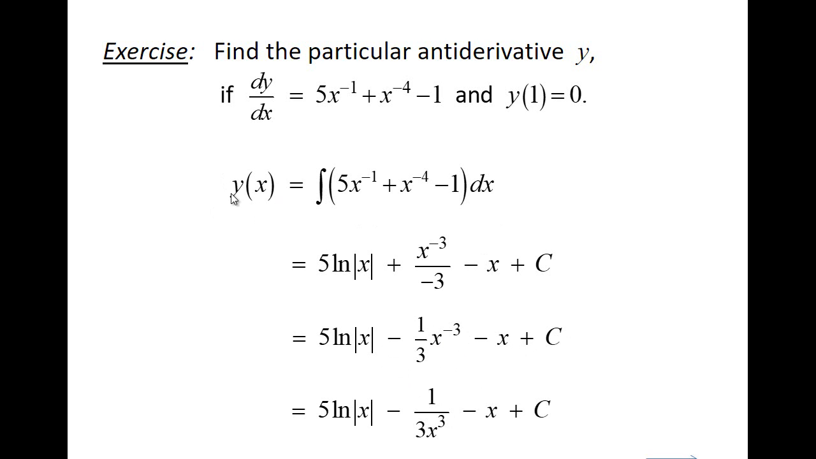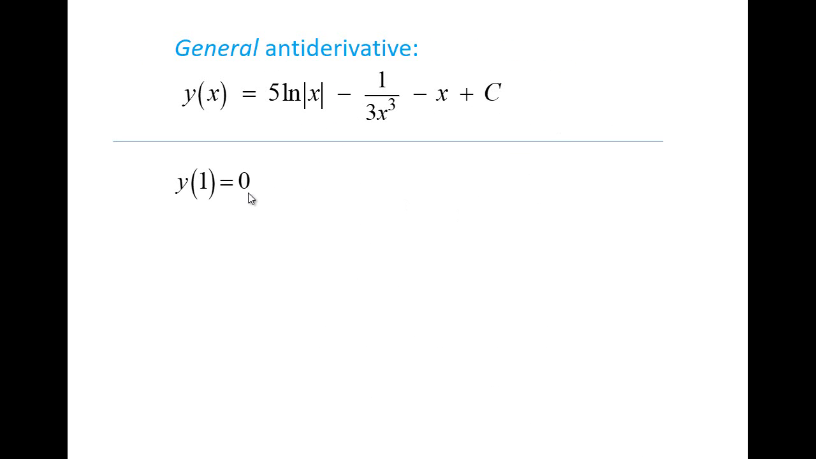Okay, so we have found a formula for y of x, but here we have this parameter c. So far we found the family of antiderivatives of this function, and now we have to find the particular antiderivative so that the value at 1 is 0. So we want y of 1 to be 0. On one hand, y of 1 is 0. On the other hand, I can calculate y of 1 from this formula. So y of 1 would be 5 ln of 1 minus 1 over 3 times 1 cubed minus 1 plus c.